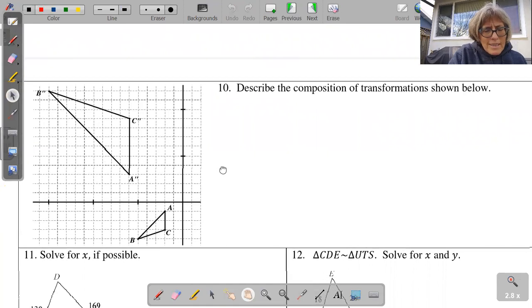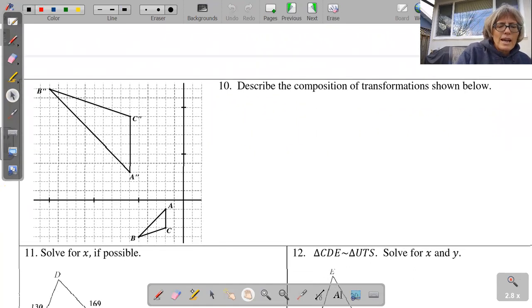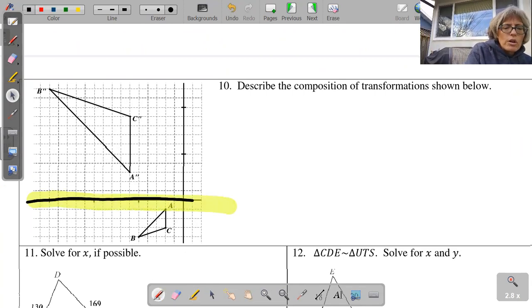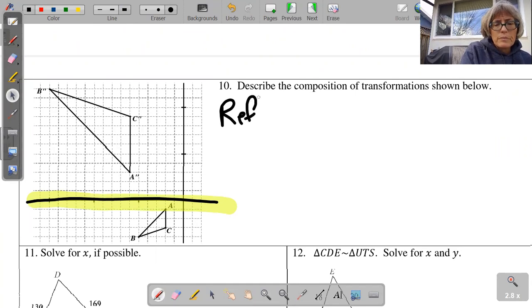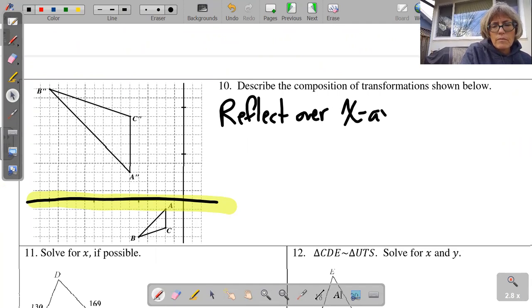Describe the composition. Okay, what we have going on is actually two compositions. One, it's very obvious we're reflecting over the x-axis. So that's 1. We have dilated. So let's get our actual compositions here. Dilation means to shrink. We have dilated.